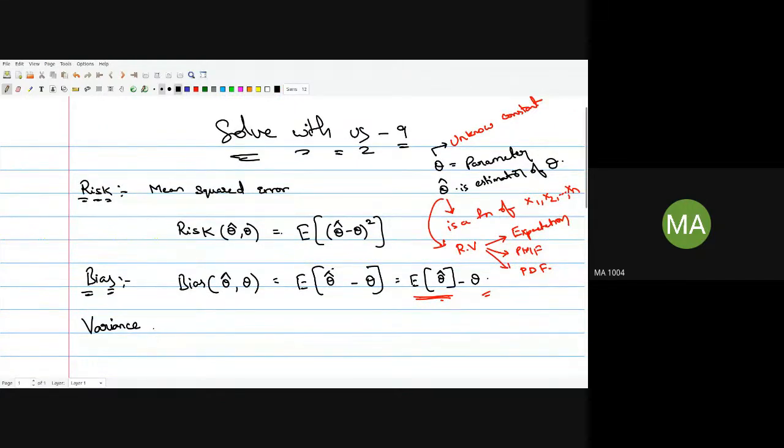So the variance of theta hat, which is the usual variance, is the variance of the error. The variance of theta hat minus theta, but again this is a constant. Adding or subtracting a constant within variance will not affect much. So this will be the variance of theta hat only.